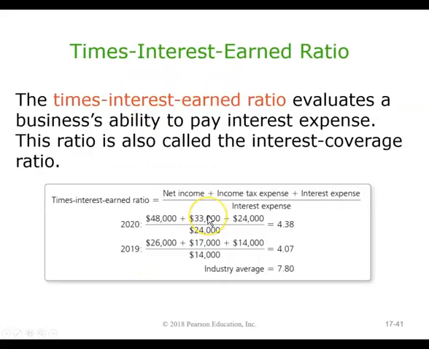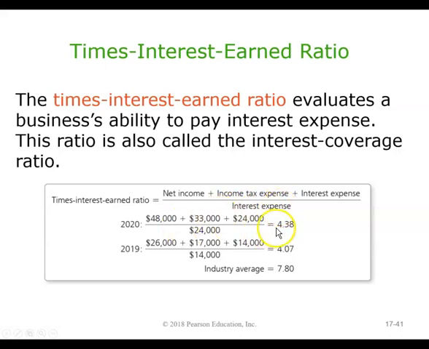Now let's talk about times interest earned ratio. This is going to help us see what is our ability to pay our interest expense. All this does is it says, on average, how many times could we pay our interest expense? So you say net income plus income tax expense plus interest expense divided by interest expense. You can find net income and income tax expense and interest expense all on your income statement, and then you divide it by interest expense.